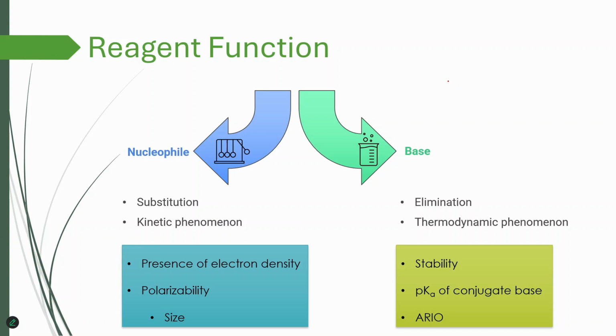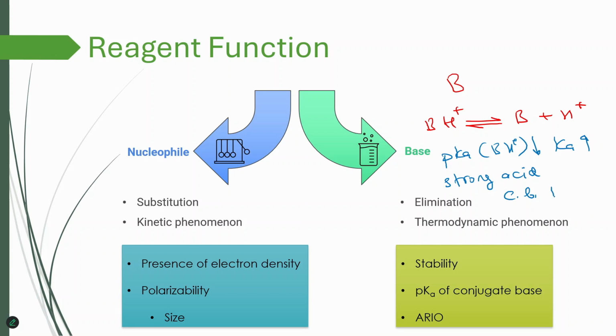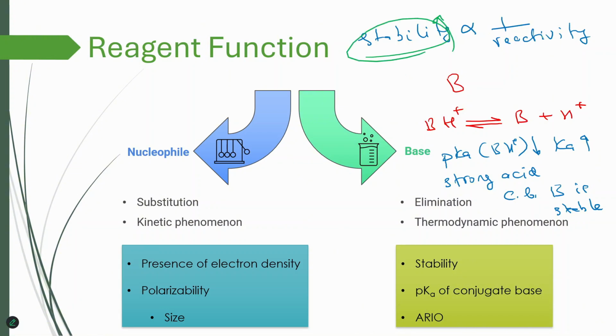So if we try to find out whether a certain base is strong or not, we have to check this reaction. Its conjugate acid is being deprotonated to give the base and hydrogen plus in the solution. So for base B, we use this equation and then we check the pKa of BH plus. If it is lower, that means Ka is higher, and Ka is higher means that its conjugate base B is stable. So if it is stable, and we know that stability is inversely proportional to reactivity, then it's less reactive. Less reactive means less basic.